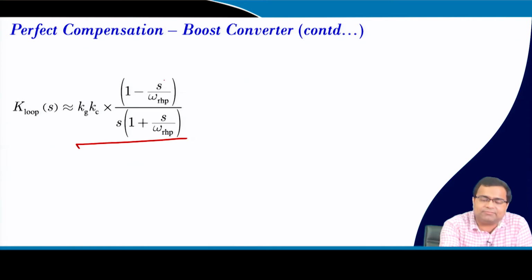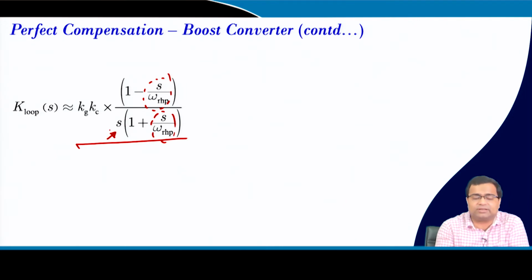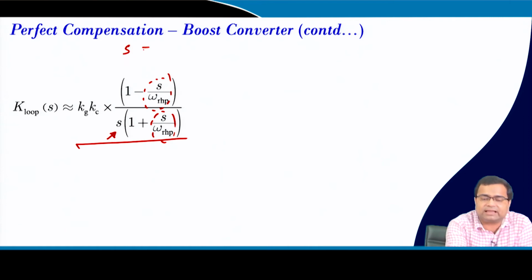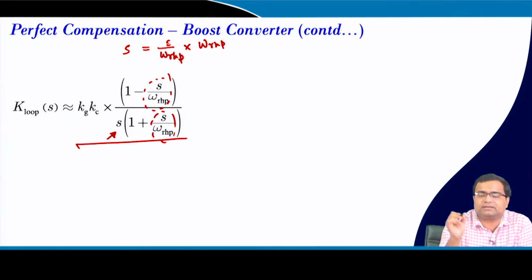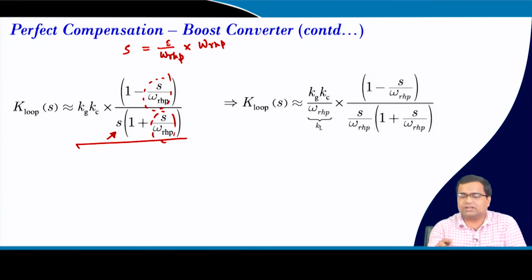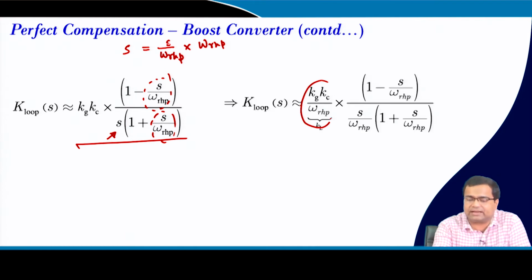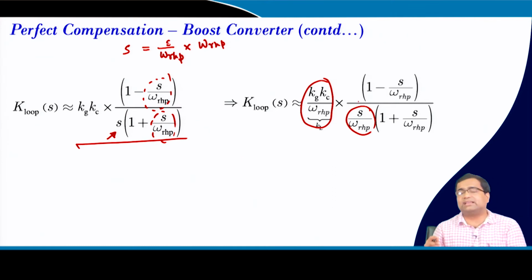Now, since you will find you have s by omega RHP, I want to write this as well. So, if I write s, then I can write s by omega RHP into omega RHP, and this is exactly what I have done. That is why this term is coming here, so now it is s by omega RHP, and this term is my KL. Now, why am I writing s by omega RHP?